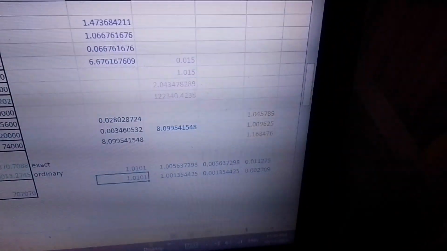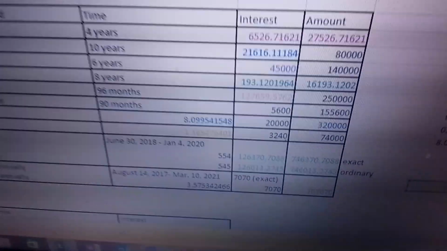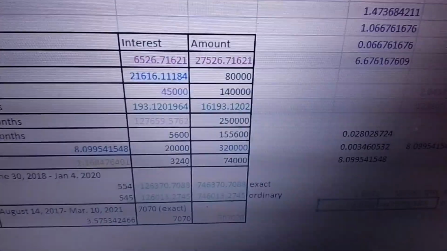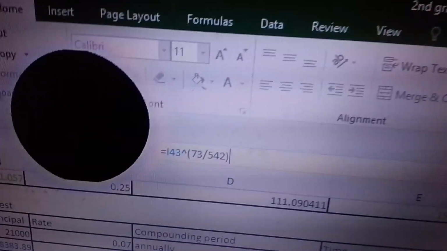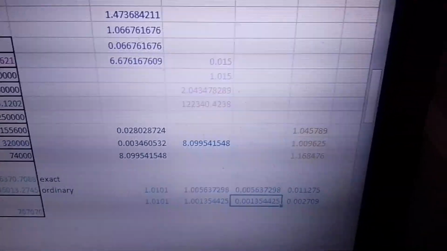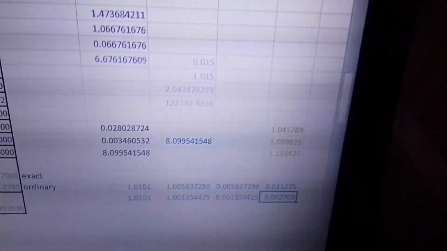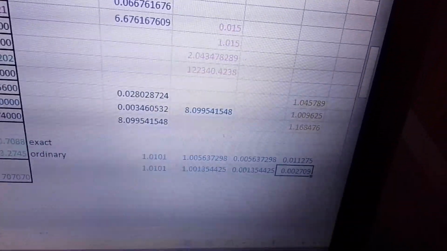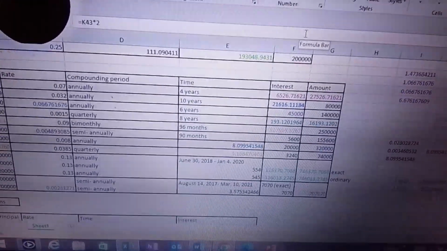But that's not the right answer. So, I tried again, and I tried it this way. So, I raised that to the 73 divided by 542 power. That's the thing that I get, diba? When I divide, diba? So, yun. And therefore, my answer is this one, 1.001. And then this one, subtracting 1, and then multiplying by 2. Then shift the decimal place 2 places to the right. That should be my answer. Okay? And that's my solution sheet in the part C.